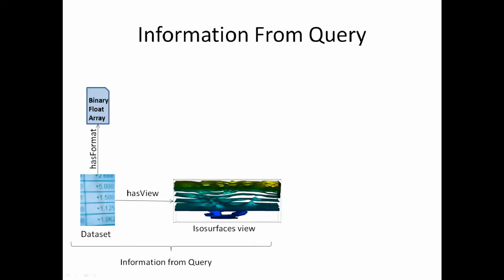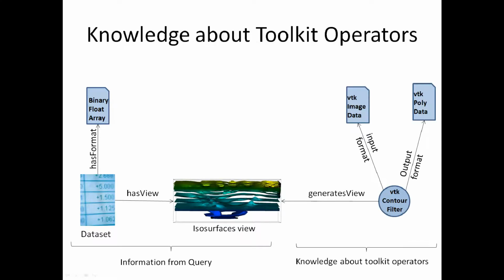The following is a graphical depiction of the pipeline composition problem. Provided a query, we know what format the data input is encoded in, binary float array, and the requested view the data should be represented as, isosurfaces. Given the requested view, we need to identify an operator that generates isosurfaces, in this case, VTK contour filter. Our system also knows that VTK contour filter operates on VTK image data formats.